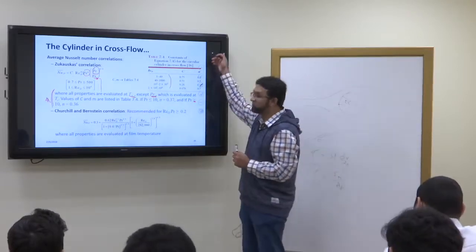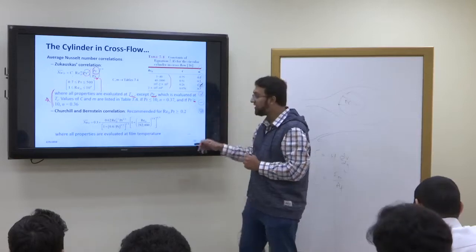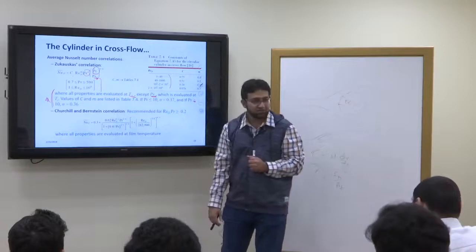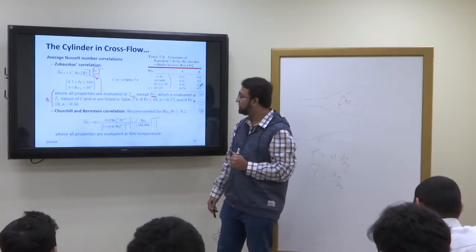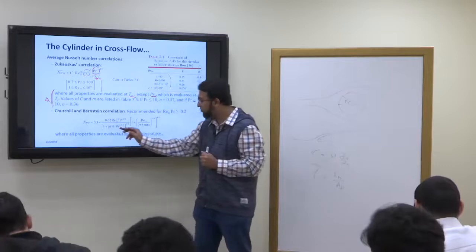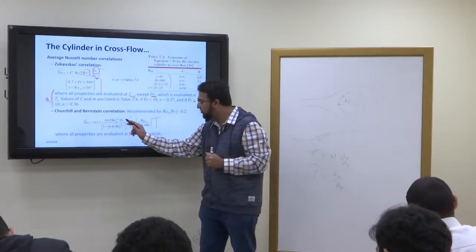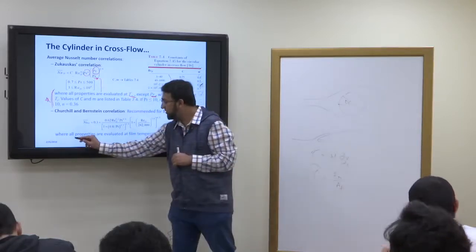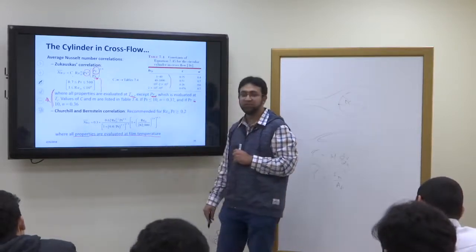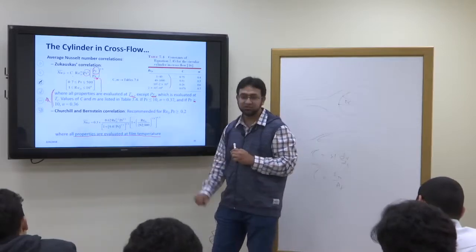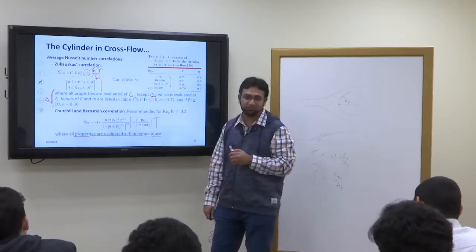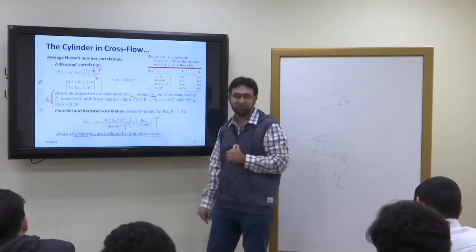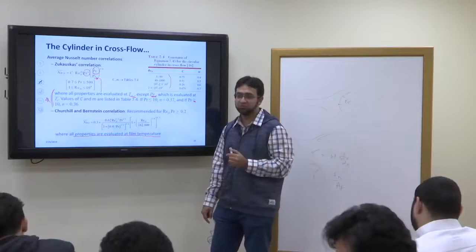So this is about the Dzukauskas correlation. Then we have the Churchill and Bernstein correlation. These are other scientists who determined this correlation. Their correlation is a bit more complicated, but it all depends upon Reynolds number and Prandtl number only, where all properties are evaluated at film temperature. For this equation, if you use the surface temperature or the T infinity, then it is wrong. Use the mean film temperature, which is the average of the two.